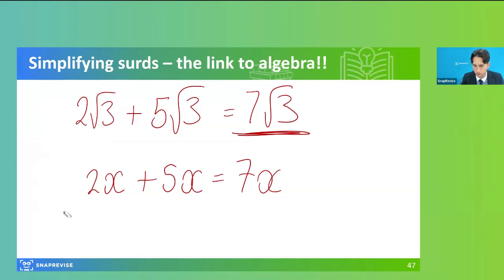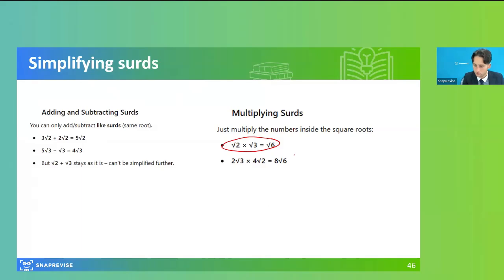So it's just like algebra. That's the kind of link. And multiplying, you can times all under the same root. Okay. For this sort of question, think of it almost as 4 multiplications.